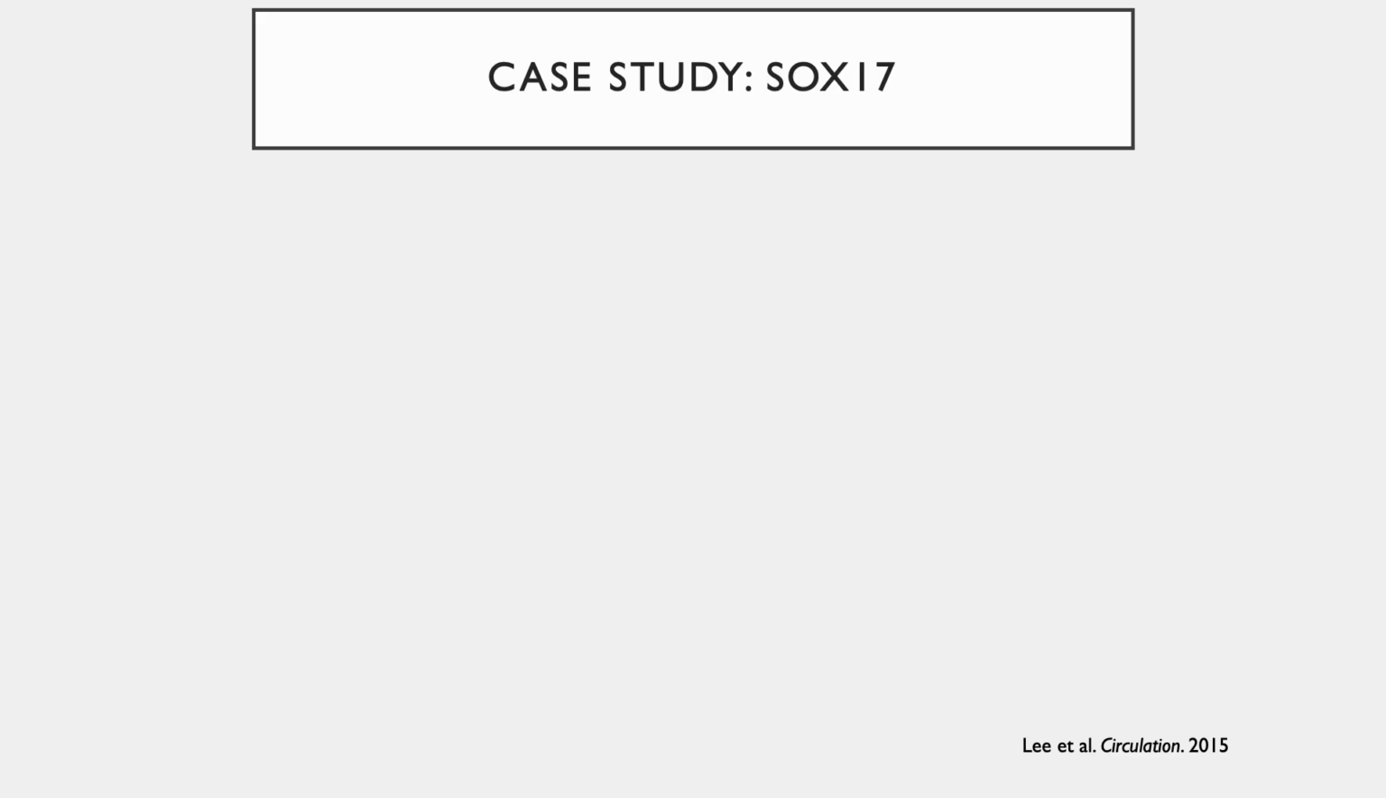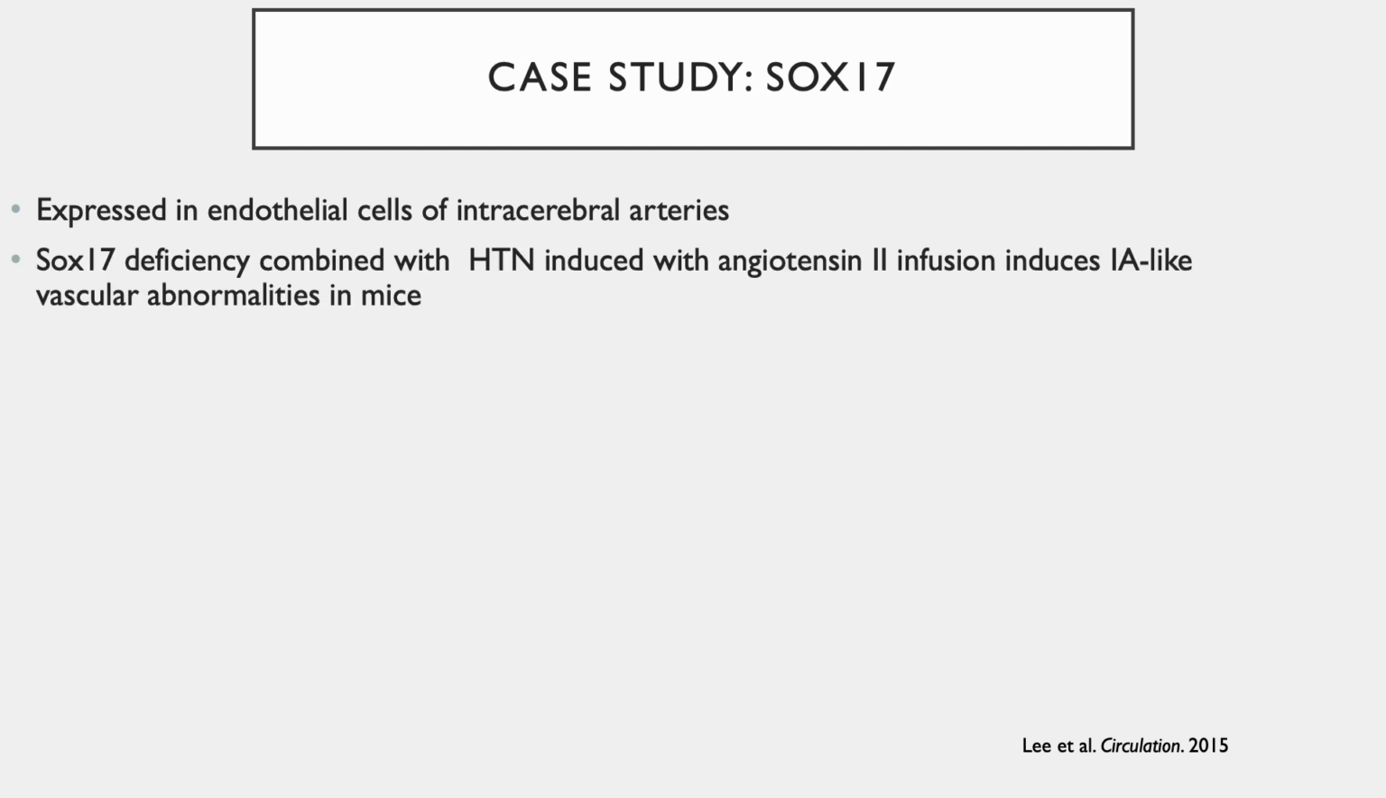Out of all of these prioritized candidate genes, one has actually been functionally validated, and this was actually done before the GWASs took place. I'm specifically talking about SOX17. As I briefly mentioned, it's expressed in endothelial cells. A study from 2015 by Li et al.